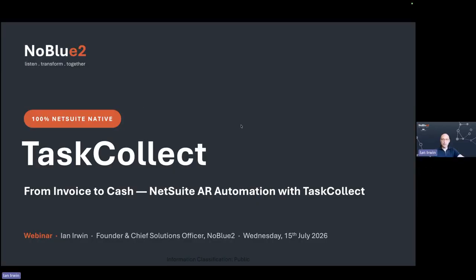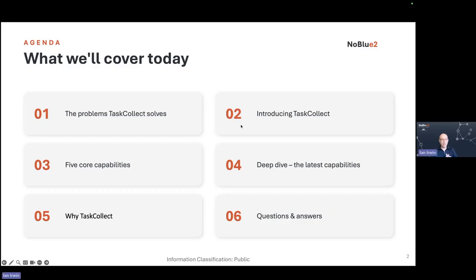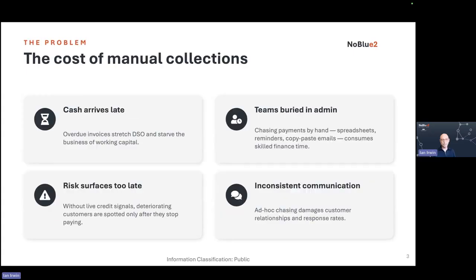So today's agenda, we're going to be looking at some of the key problems that TaskCollect solves. We're going to be looking at our 5 core capabilities, and we've got a bit of a mixed audience. So we've got a lot of companies joining us who already have TaskCollect and are interested to hear about some of our new capabilities, and equally some folks who have not yet joined us in the TaskCollect family. So there's some bit of background information in there, some more broadly what our capabilities are.